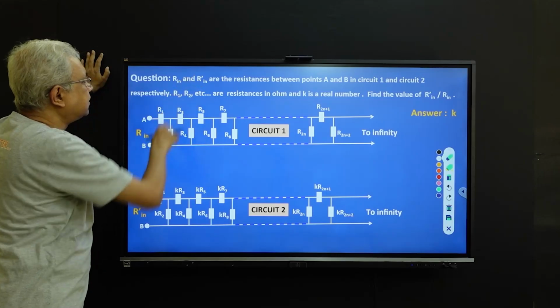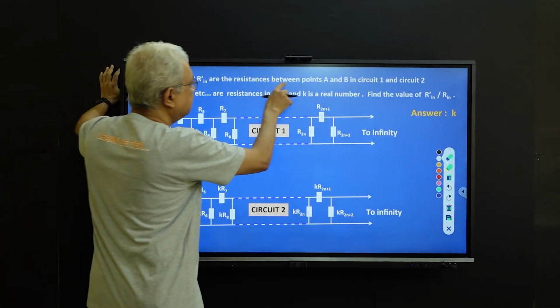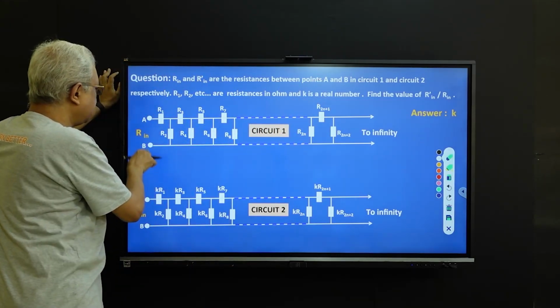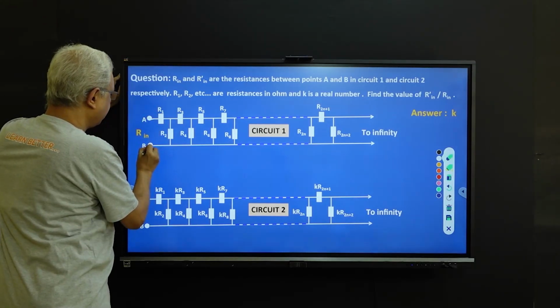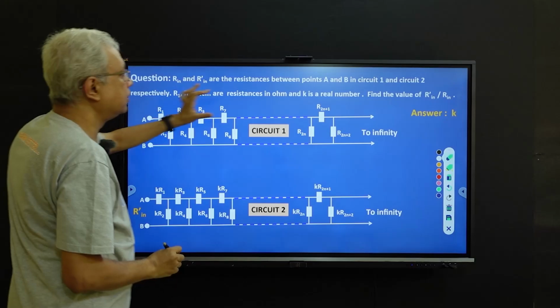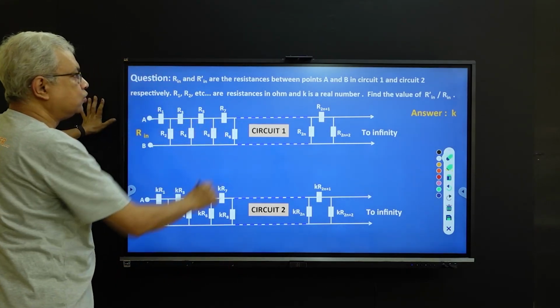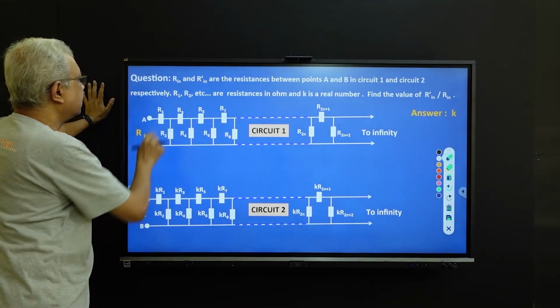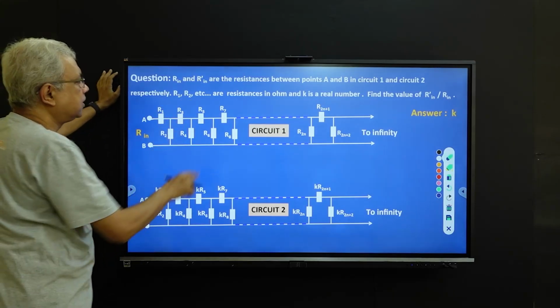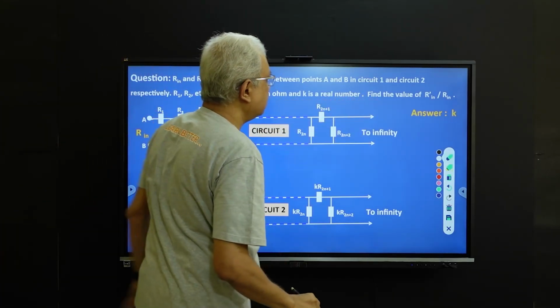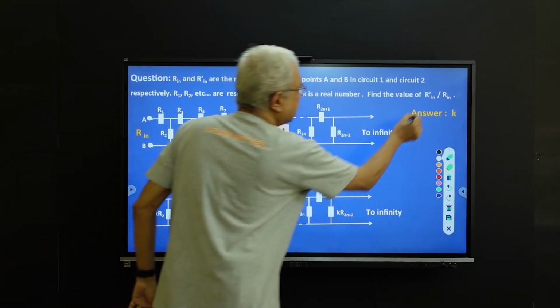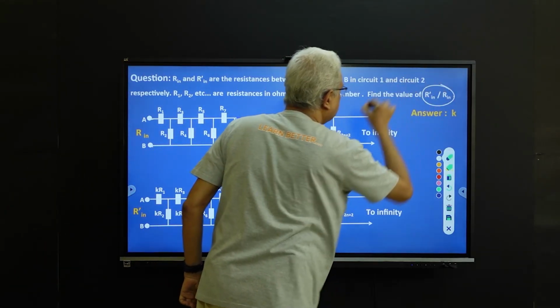Rin and Rin dashed are the resistances between points A and B. A and B are 2 points in the circuit, 1 and 2 respectively. R1, R2, etc. are resistances in ohm and K is a real number. Find the value of Rin dashed by Rin. So this is the question.